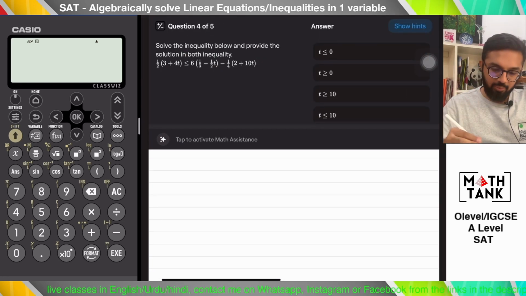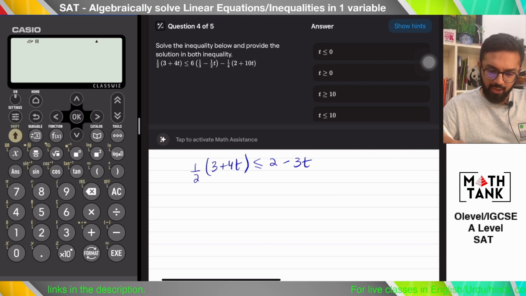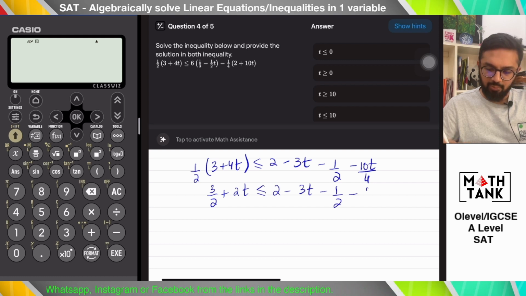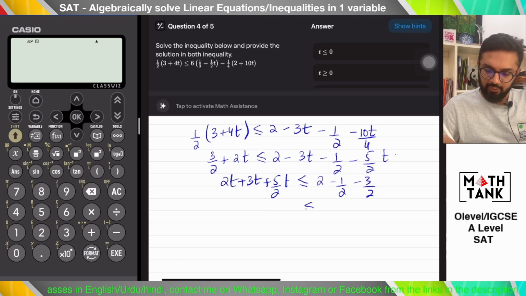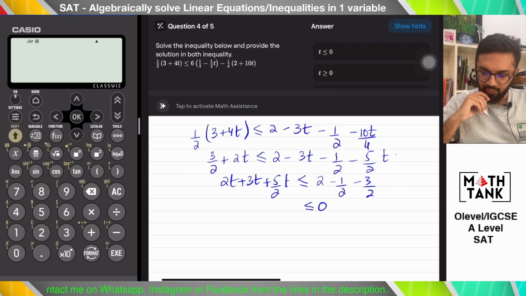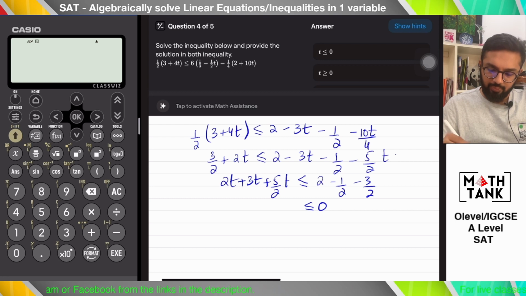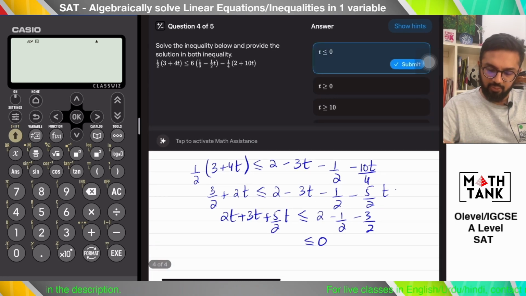Okay, solve the inequality below and provide the solution to the inequality. That sounds like a tough question. Let's do this. I'm expanding the brackets. Okay, let's see what we get. 3 over 2 plus 2t is less than or equal to 2 minus 3t minus half minus 5 over 2t. Let's gather the t's on one side: 2t plus 3t plus 5 over 2t, and 2 minus half minus 3 over 2 is less than or equal to 0. So whatever the number here should be less than or equal to 0. I think that should work.